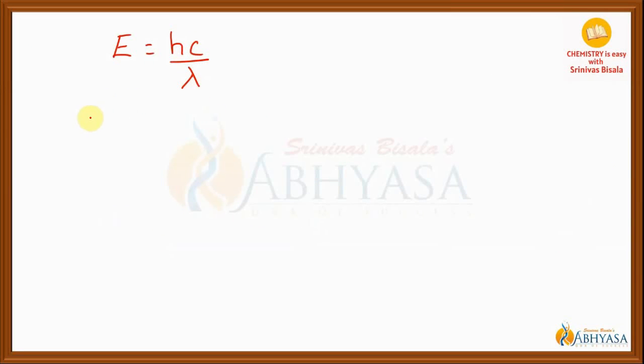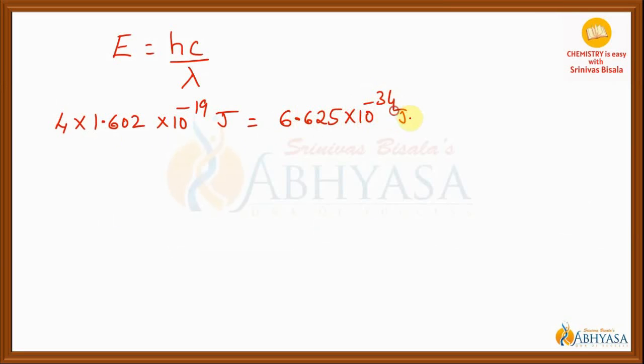And this energy is given as 4 electron volt, which is equal to 4 into 1.602 into 10 to the power of minus 19 joules. This is how we'll be converting electron volt into joules. Multiply the value of electron volt with 1.602 into 10 power minus 19, and h value is same 6.625 into 10 to the power of minus 34 joule second. Then multiply with velocity of light, which is 3 into 10 to the power of 8 meter per second. And on solving, we'll be getting the value of wavelength in meter.